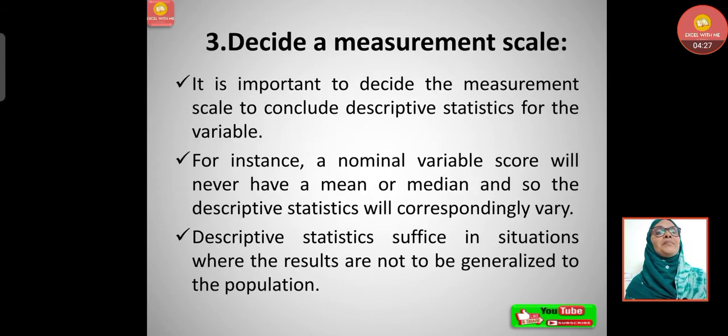Now the third step would be decide a measurement scale, that is, it is important to decide the measurement scale to conclude descriptive statistics for the variable. For instance, a nominal variable score will never have a mean or median, and so the descriptive statistics will correspondingly vary. Now this descriptive statistics suffice in situations where the results are not to be generalized to the population.